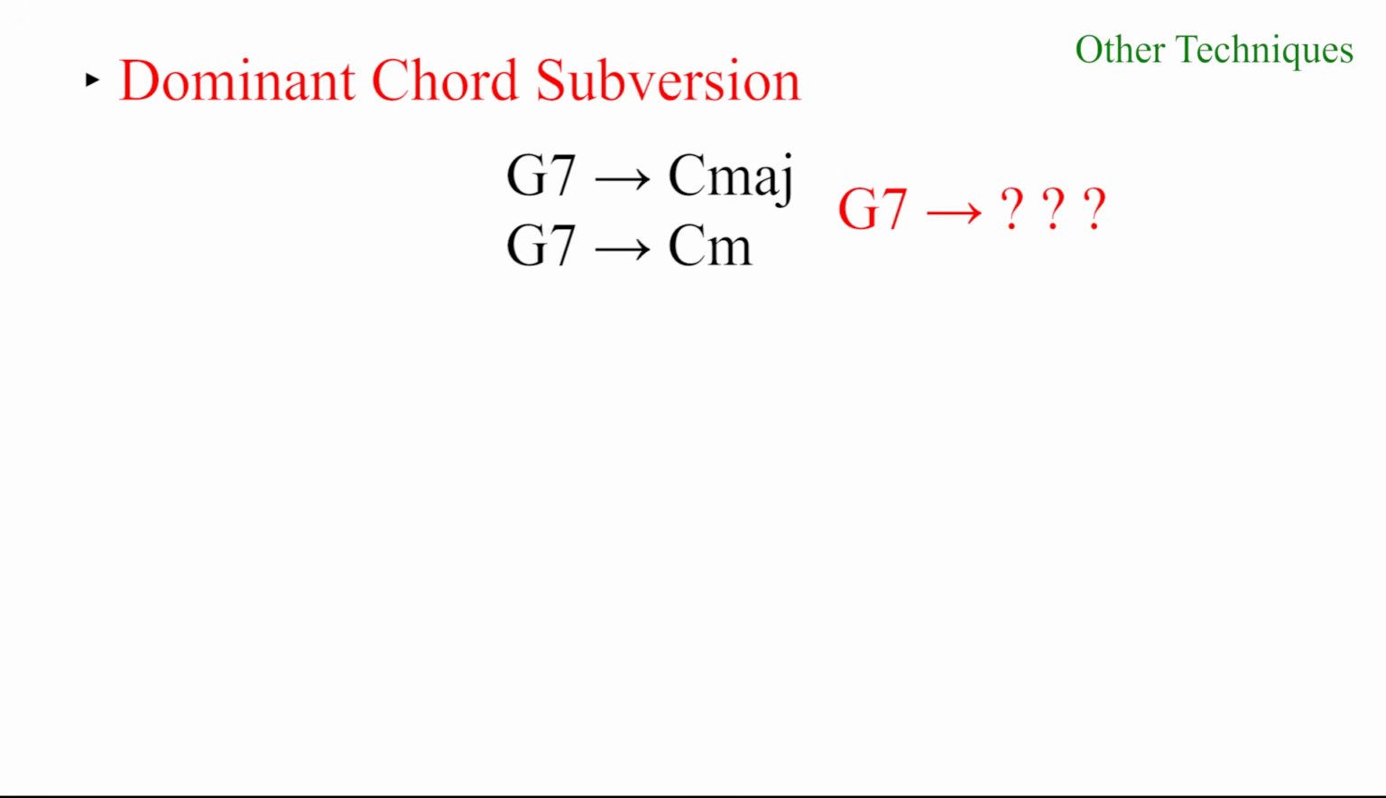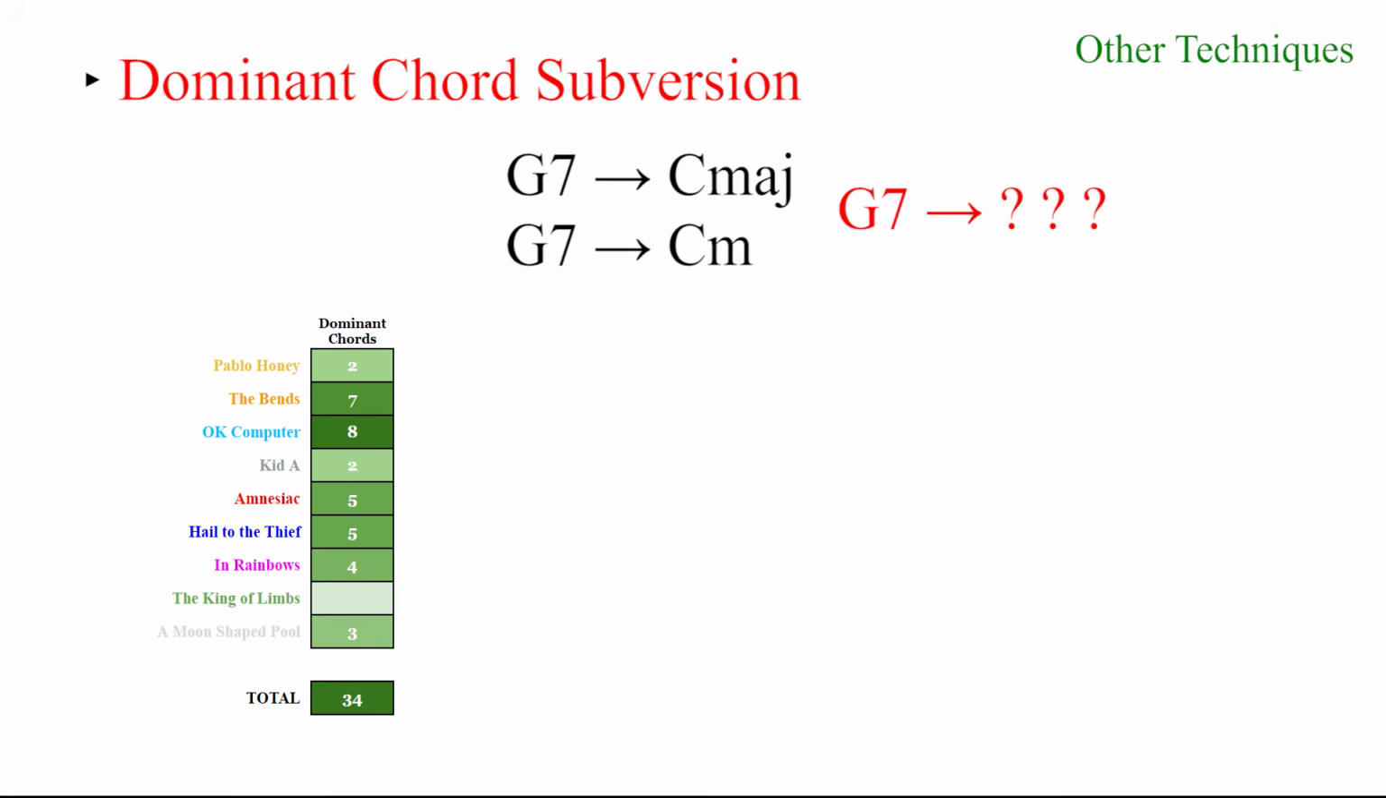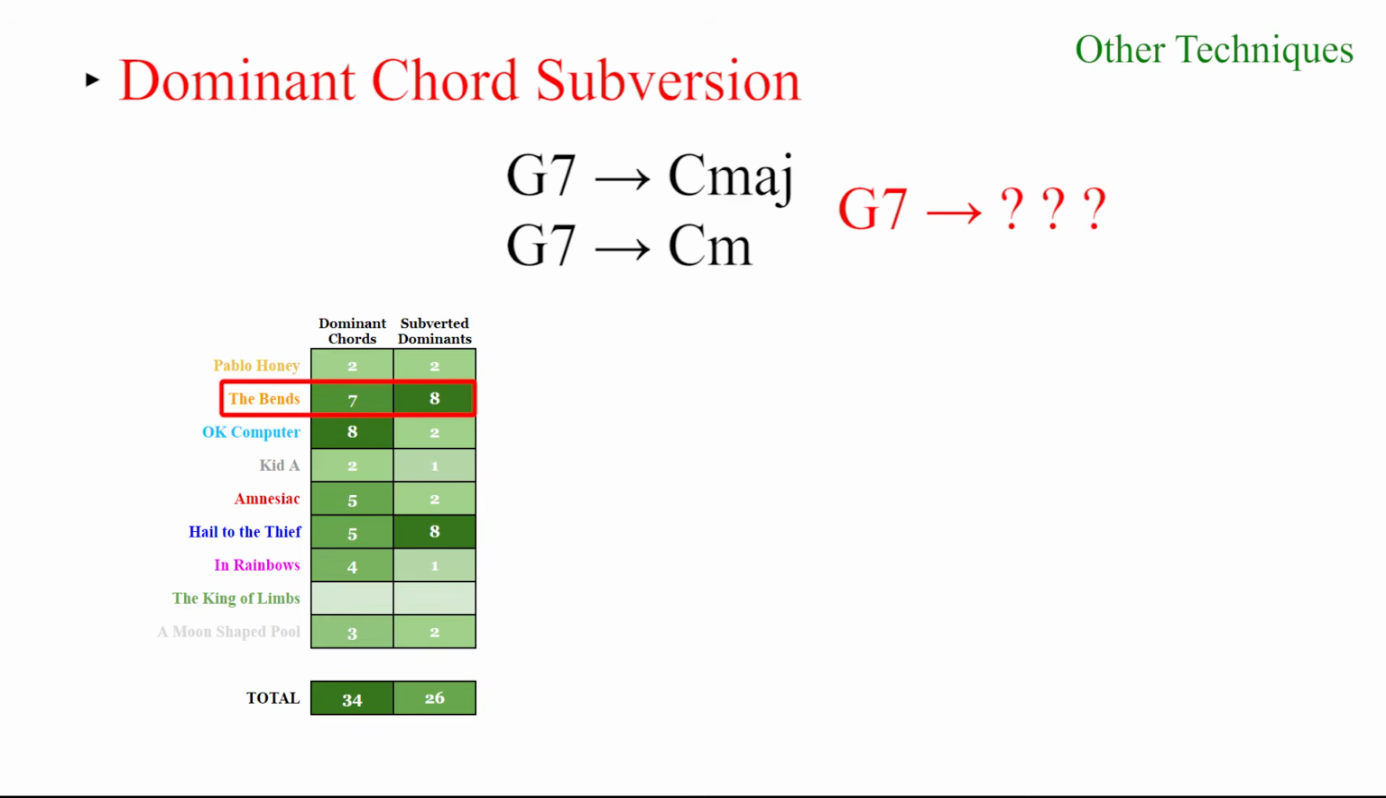In order to assess how often Radiohead subvert dominant chords, I needed to count how many dominant chords they use in general. It turns out that they barely use them at all. No album has more than 1 per song on average, and The King of Limbs actually has none. In fact, dominant chord subversions frequently outnumber dominant chords, as individual dominant chords can be subverted in multiple different ways. The overall frequency of dominant chord subversion is pretty low, but you can see that The Bends and Hail to the Thief use it the most.